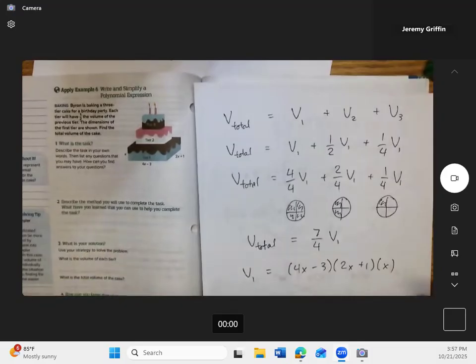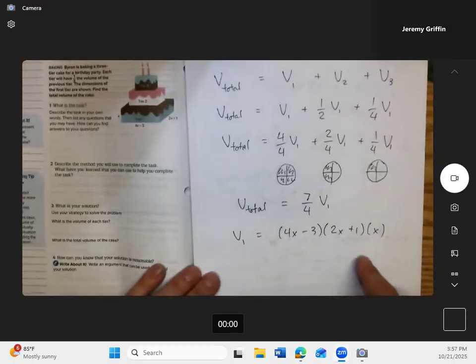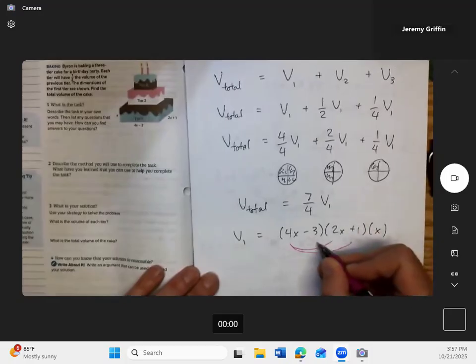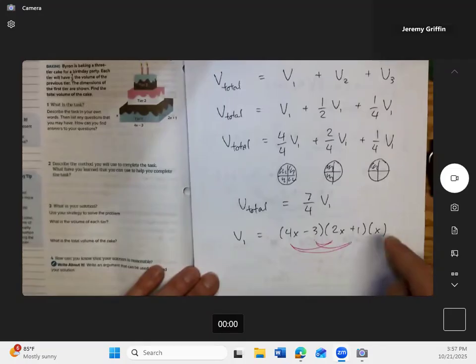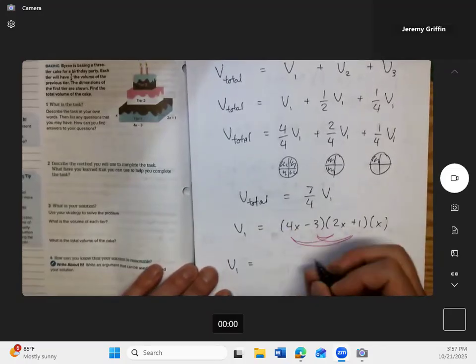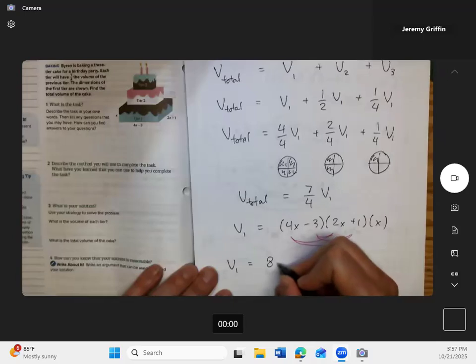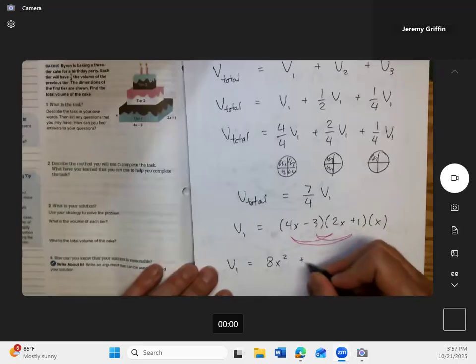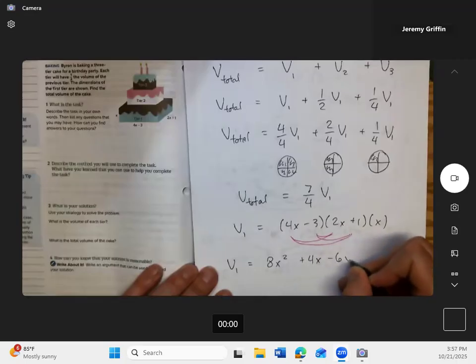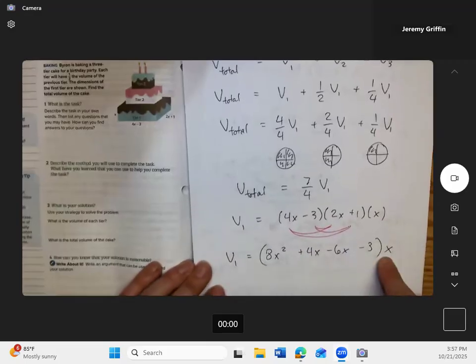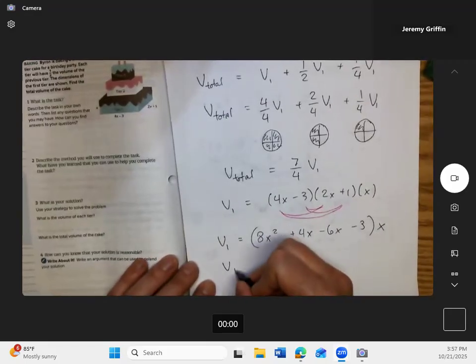If this was asked on Alex, they might want you to FOIL this out and put it in standard form. So I'll go ahead and do that too. It might be a little more to do. I go first, outside, inside, last, and then later I can bring this x into play. So volume 1 equals 4 times 2, I get 8x squared, then plus 4x minus 6x, and then minus 3. This is all times x. Just like that.